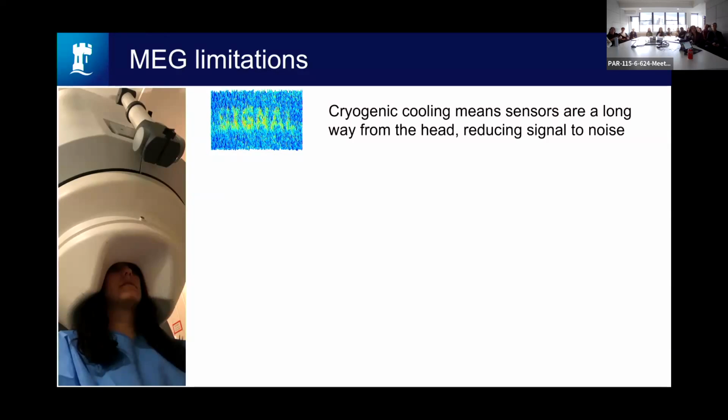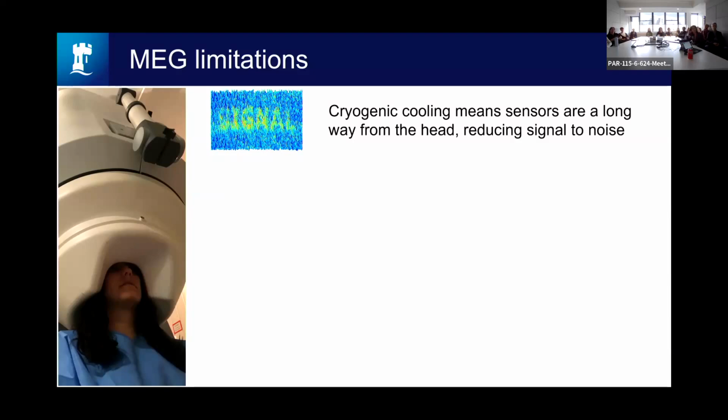And the bad thing about SQUIDs is they have to be kept very cold to work. So they're kept at minus 269 degrees. That means that you can't put them close to the head, because if you do, you get chilly. So they need to be a long way away from the head. So they're about 2 centimeters from the head.